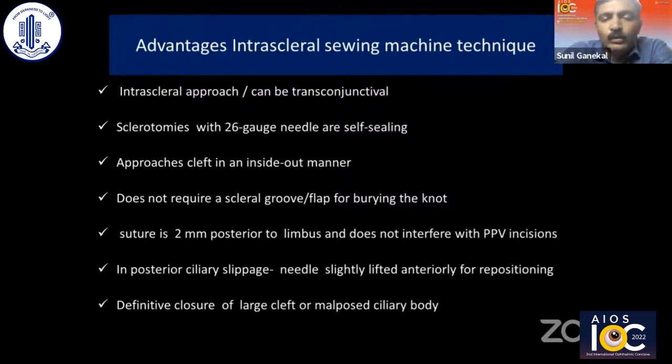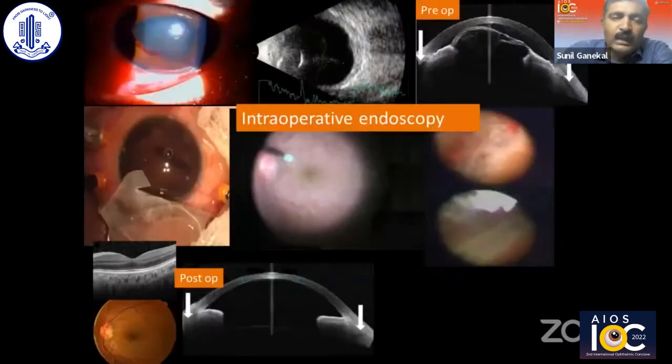The suture is 2 mm posterior to the limbus, so it does not interfere with the pars plana incision. Suppose there is a posterior ciliary slippage, the needle can be lifted anteriorly while passing so that you can reposition it much better. So definitive closure is possible in large clefts.